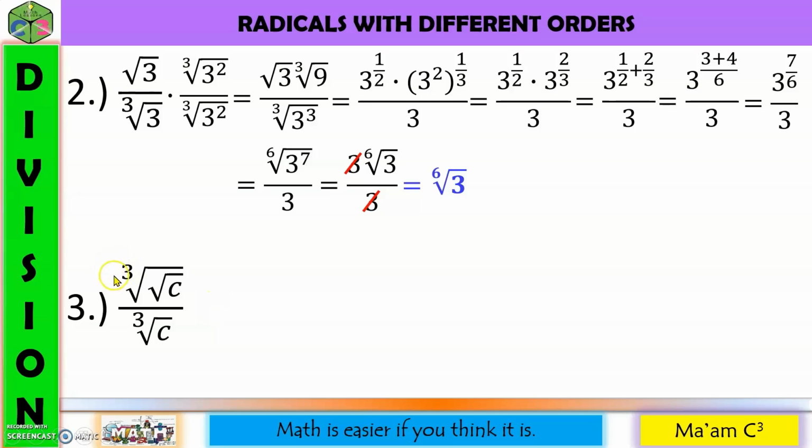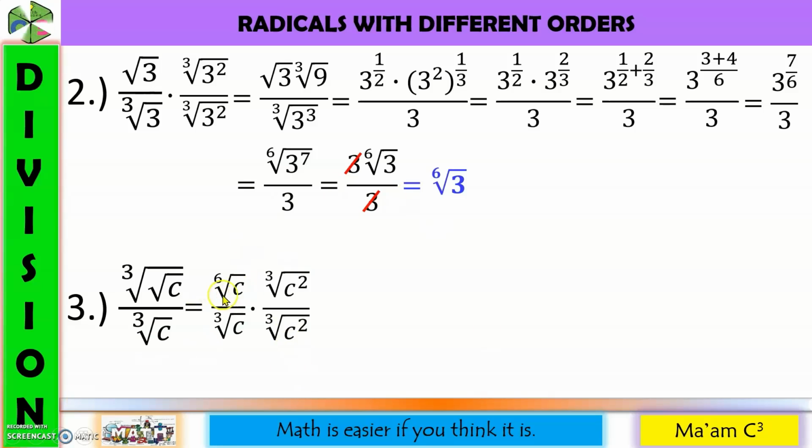Number 3, cube root of square root of c all over cube root of c. So first, let us simplify this. Let us multiply the indices. 3 times 2 is 6, so this is 6th root of c over cube root of c. Now let us rationalize. Again, the index is 3. The exponent here is 1. We need 2 more. So let's multiply numerator and denominator by cube root of c squared.